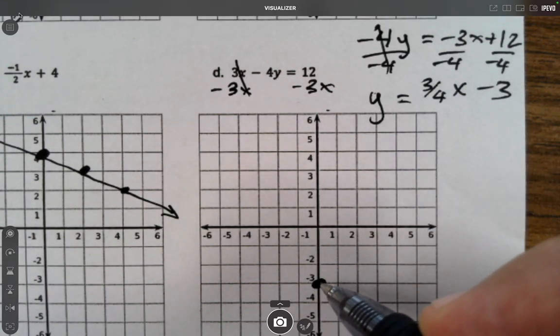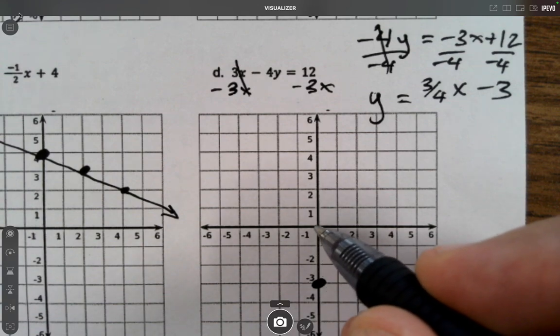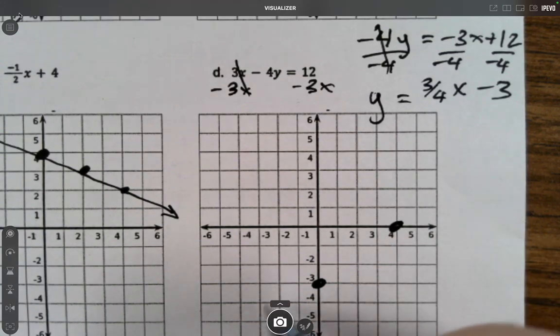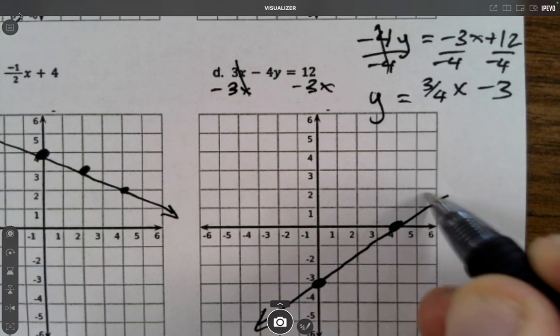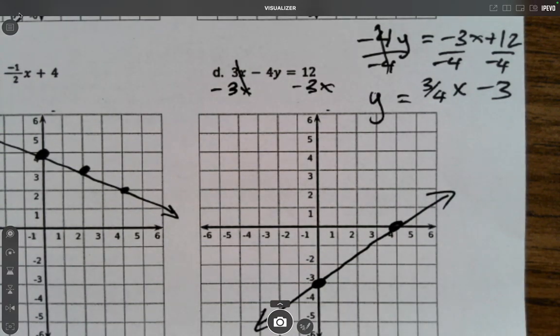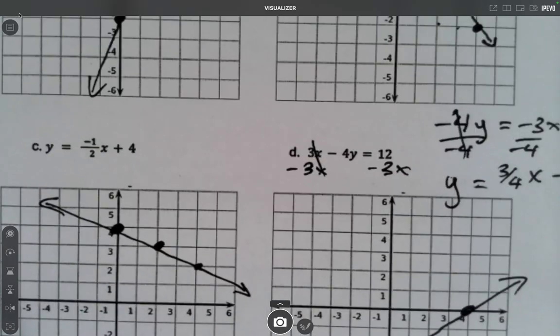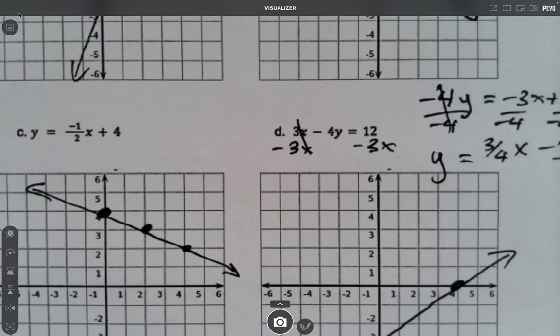So starting at negative 3, I go up 1, 2, 3. Go over 4, 1, 2, 3, 4. And I have my line. So that's the second cool part of the slope-intercept form. And when you're in that form, it's pretty quick and easy to graph the equation.